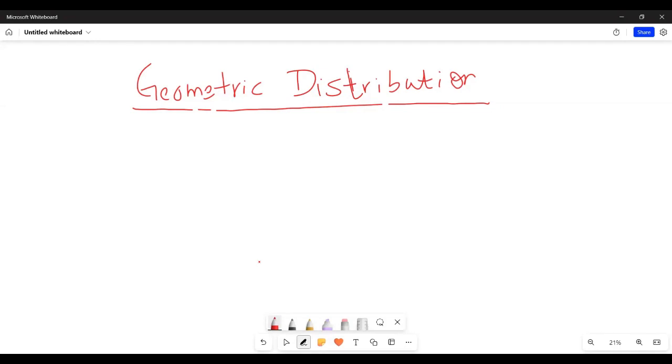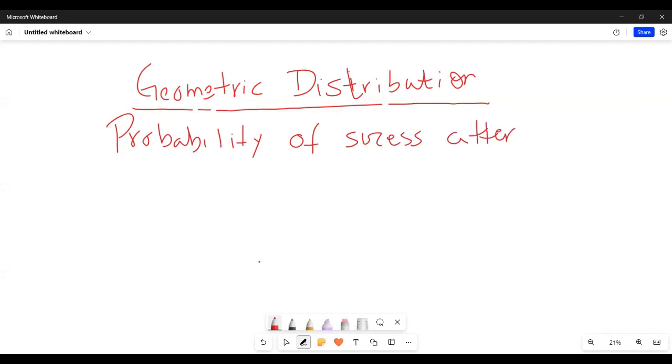The definition is the probability of success after a certain number of failures. This is a layman definition, not a proper definition. So what does this mean?